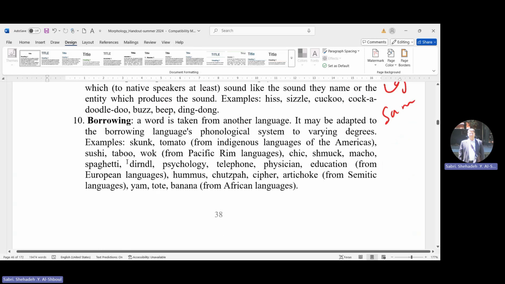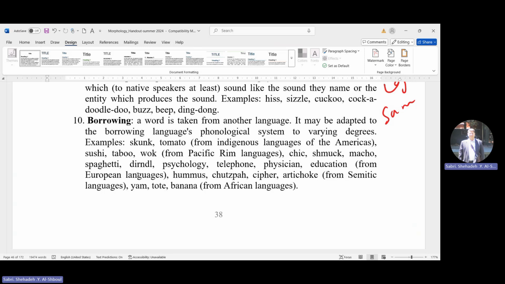The next is called borrowing. Borrowing, as we all know, is common among all languages. When we take a word from one language, we borrow the word. So we have the borrowed word, the borrowing language, and the lending language, which is the source language, the language that gives the word. The language that takes the word, that borrows the word, is called a borrowing language. So it may be adapted to the borrowing language's phonological system, of course, to varying degrees.